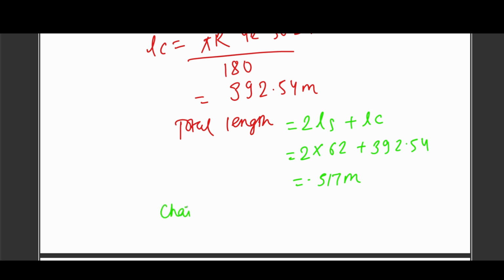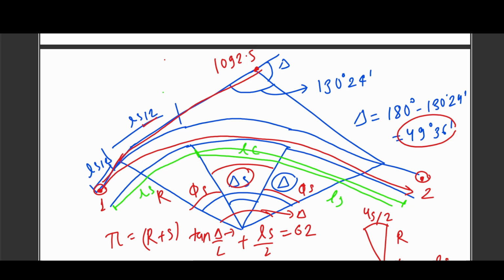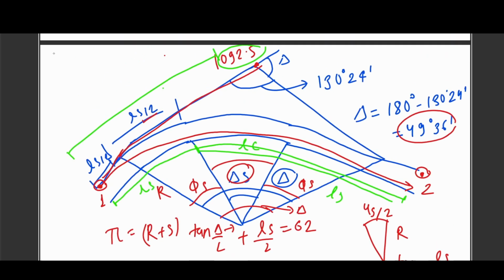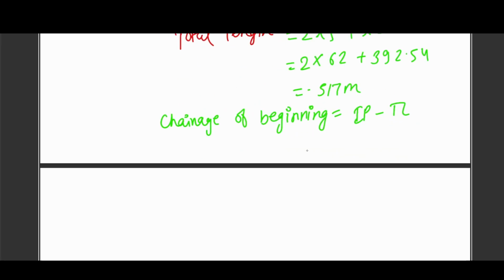So chainage at beginning of transition curve. What is the chainage at the beginning of the transition curve? It will be chainage at IP minus tangent length. Chainage at IP is given as 192.5, and the length of the transition curve is 273.3 meter. So what will be the chainage of the beginning of the curve? That is IP, which means 192.5.